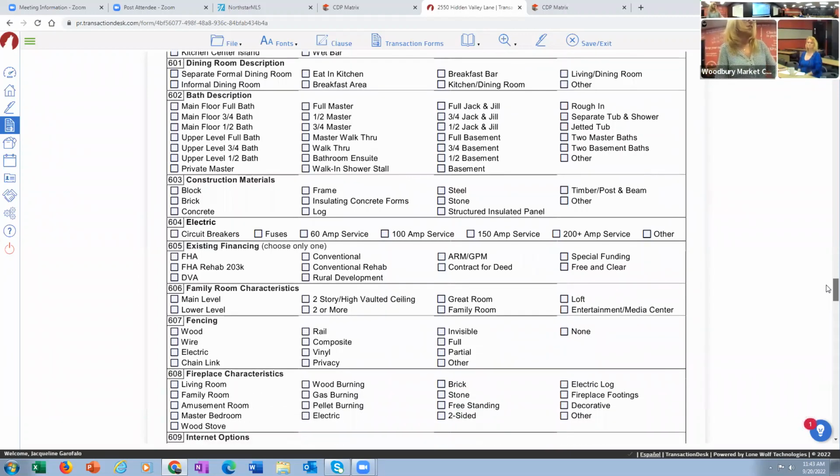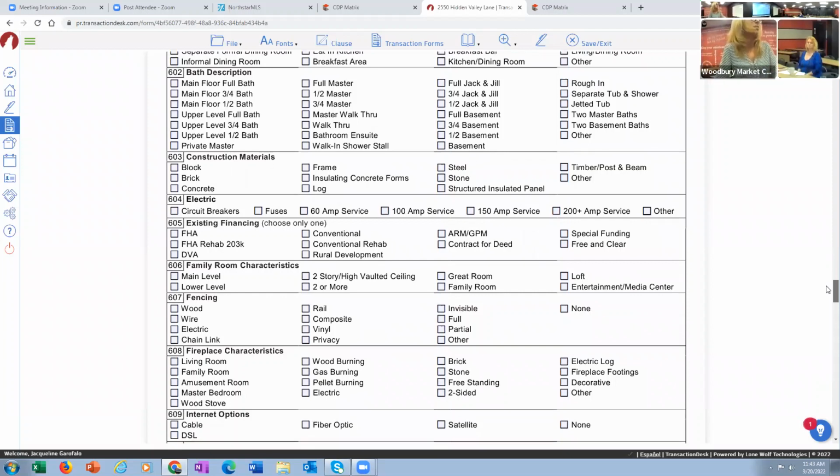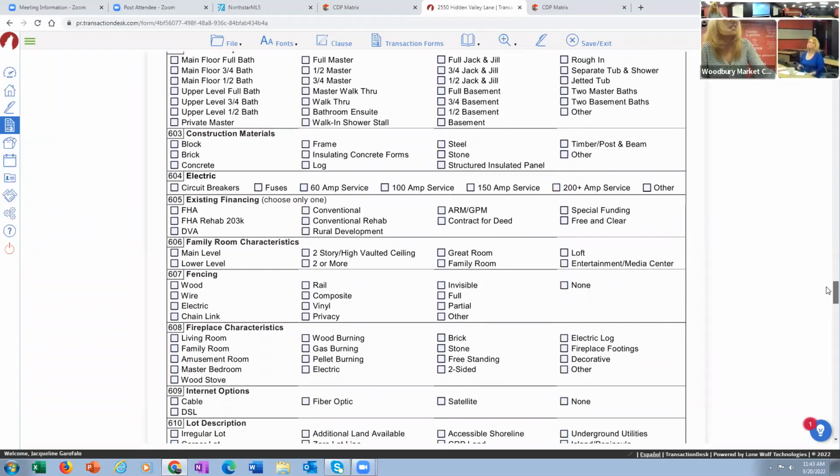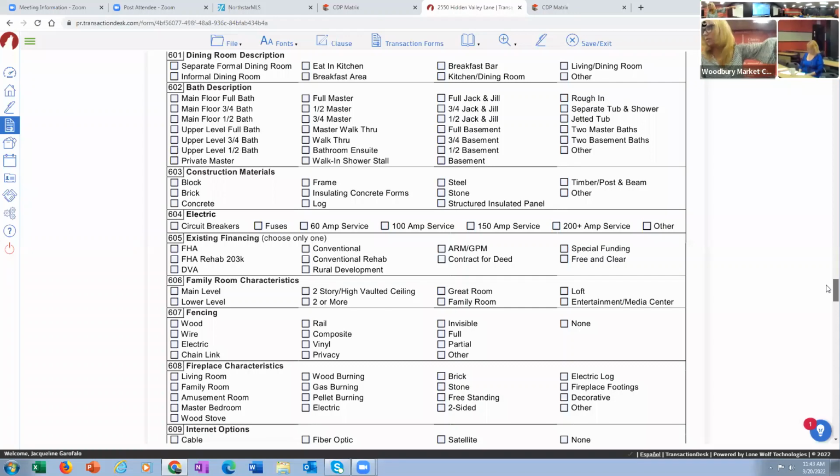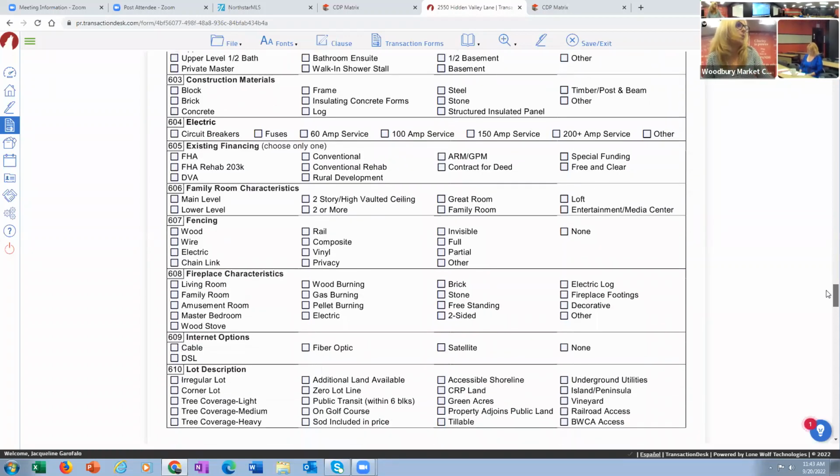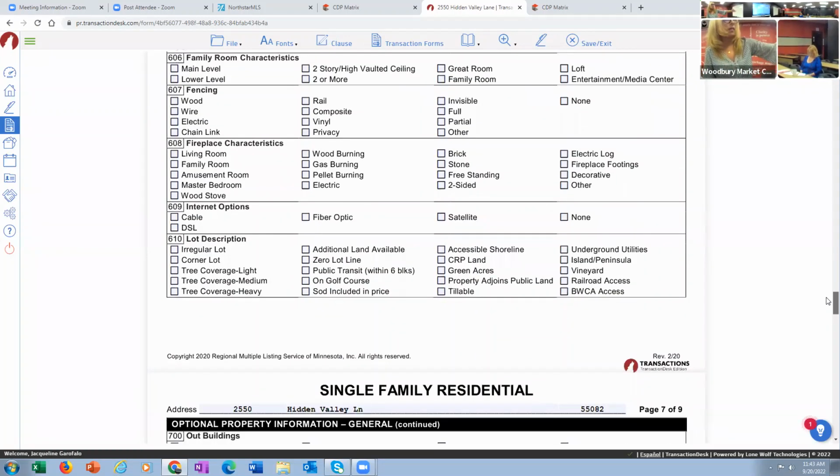Electric, you figure out if they've got fuses, mostly it's circuit breakers. Sometimes you'll see some fusing in the old neighborhoods. If they know their amps, a lot of times they don't, do not worry about it. What's their existing financing? Is it conventional, FHA? Find out. At that time, I find out what they owe on their mortgage. Family room. Okay, so we just go through.